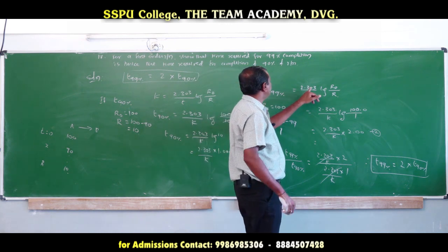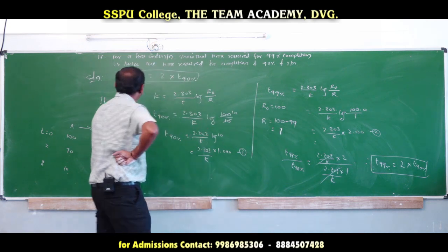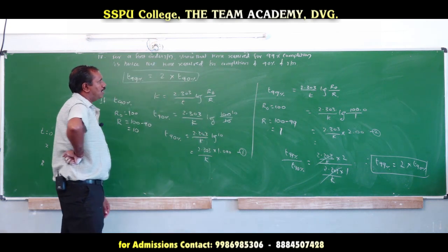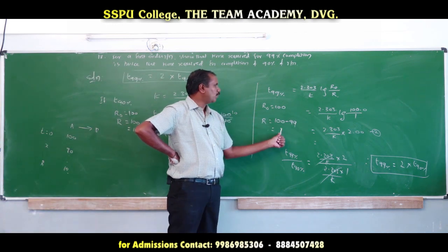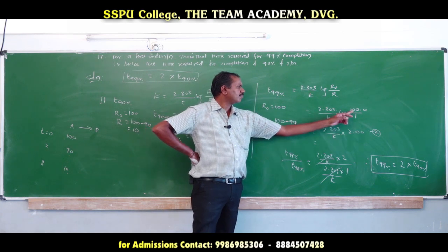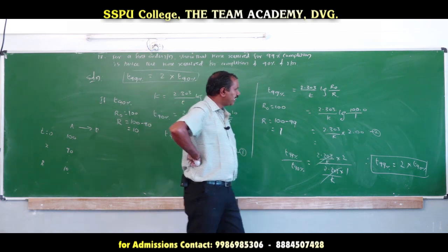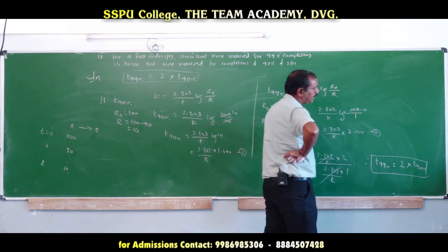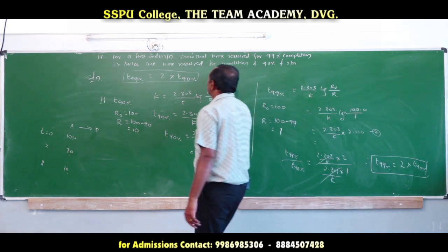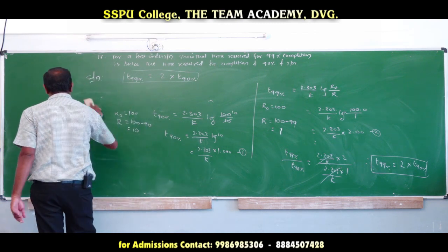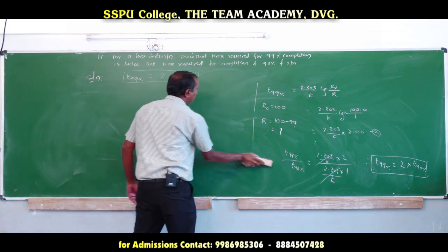T99% is nothing but 2.303 by K into log of R naught. What is the value of R naught? 100 by R. 99% conversion is nothing but what? 100 minus 99, that is what? 1. Log 100 is 2. Therefore, T99% is equal to 2 into T90%. Like that.